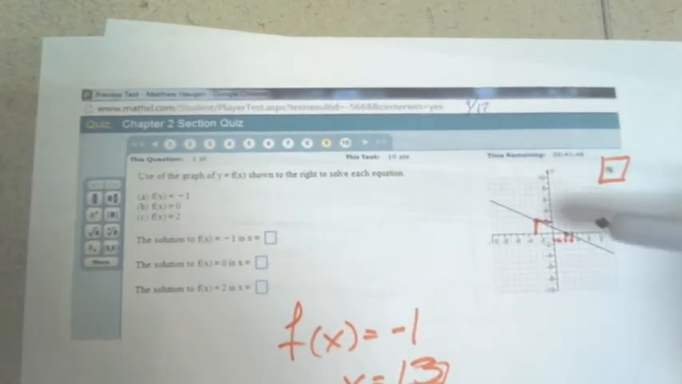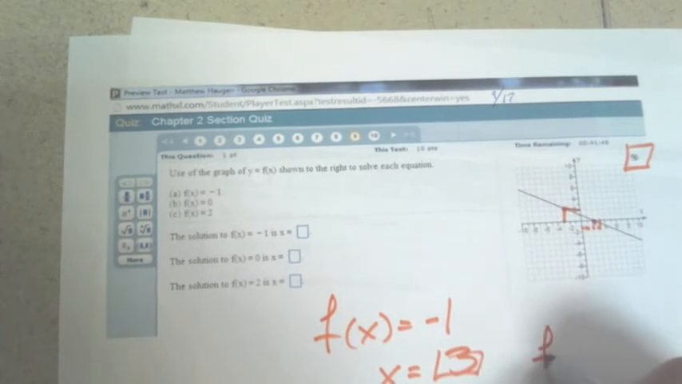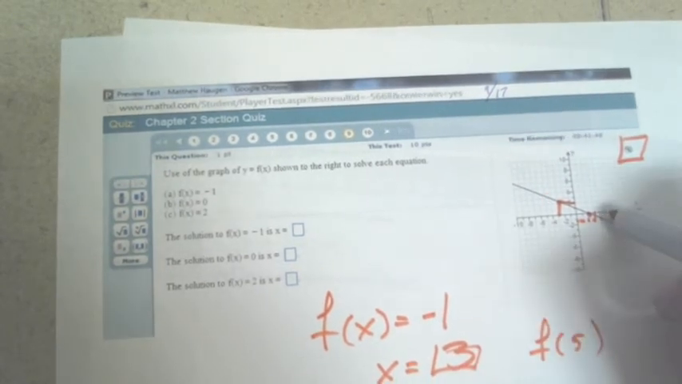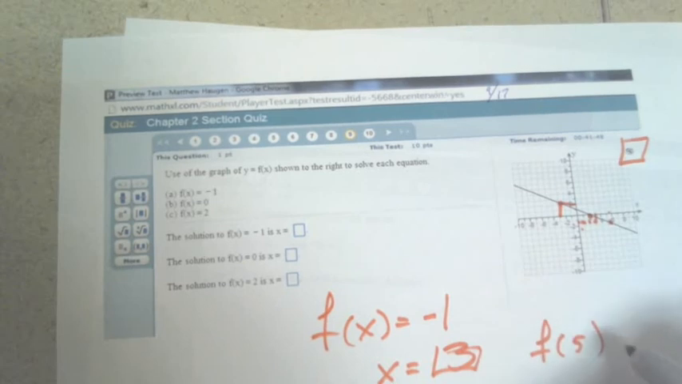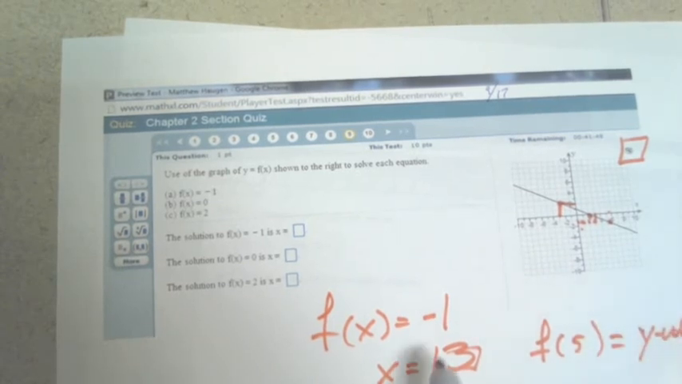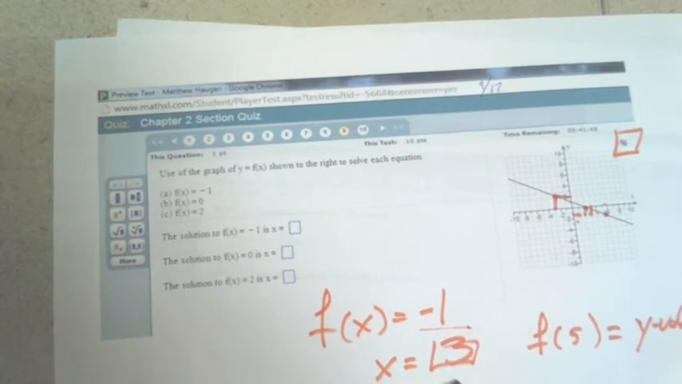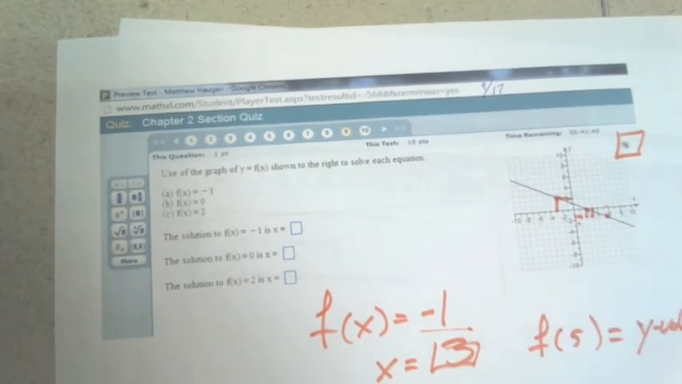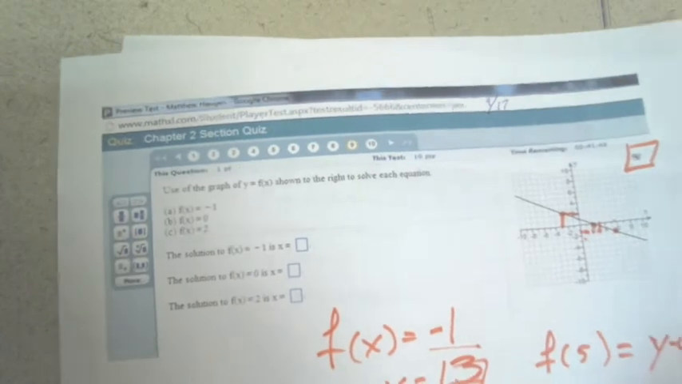Now, if they were giving you the x values and finding the y values, you'd see things like, find f of 5. You'd go to 5, figure out what the y value is, and give that y value. But you're being given the y values and asked for the x's, so just read the chart backwards. Practice those, play with those.